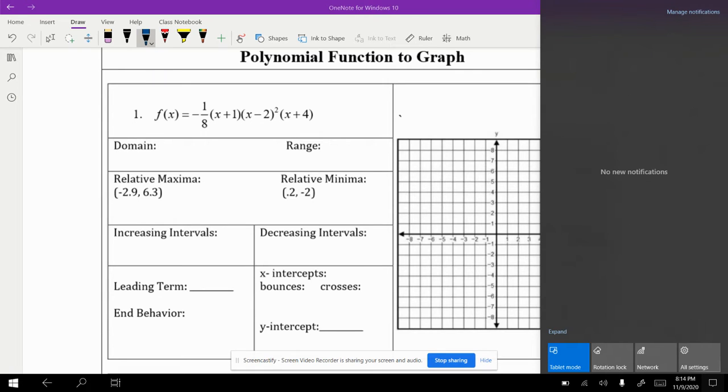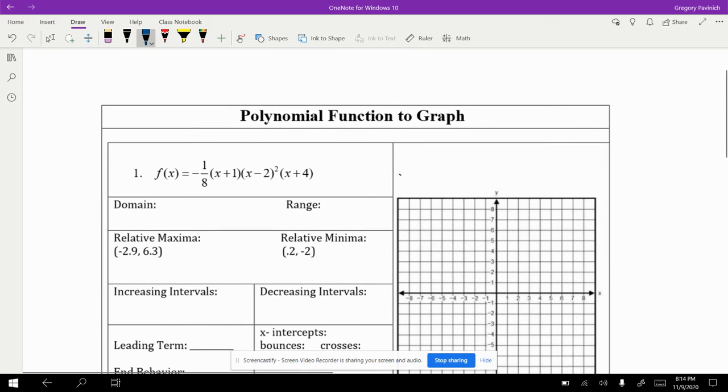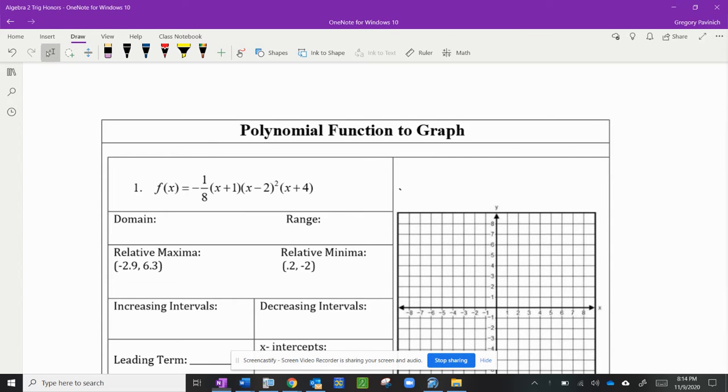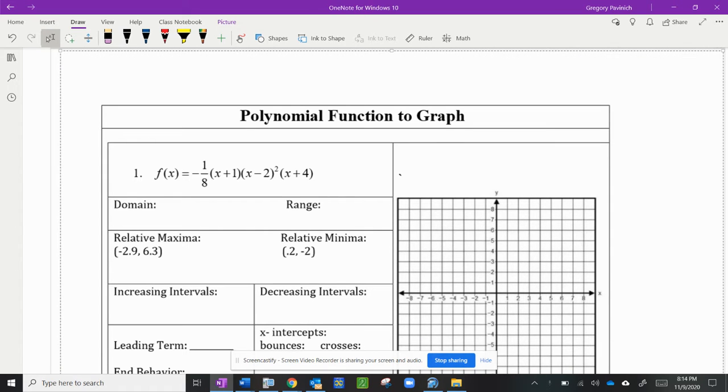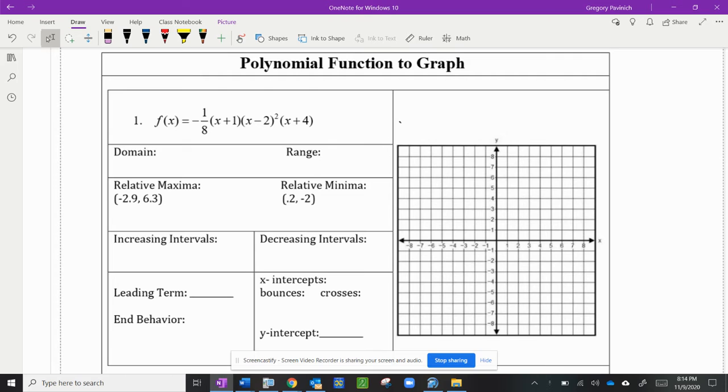Okay, our next video is going from a polynomial function to a graph, which is very similar to what we were doing, just the reverse of the last INB. So this time I'm given the function in factored form, and I want to just give a good sketch. There's a couple things you can start off with.